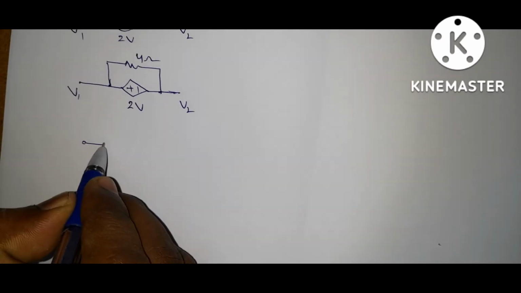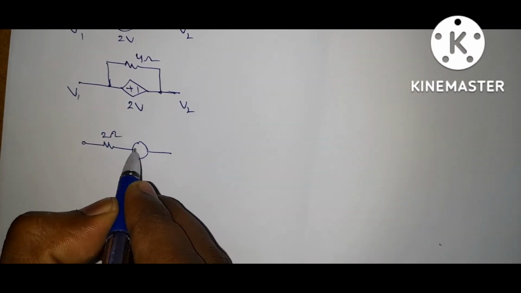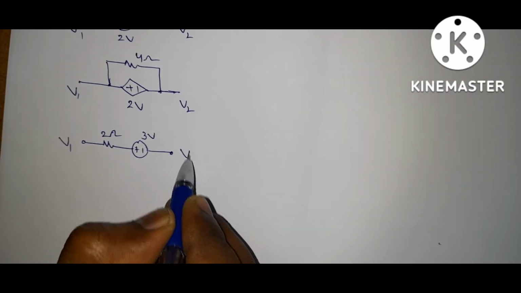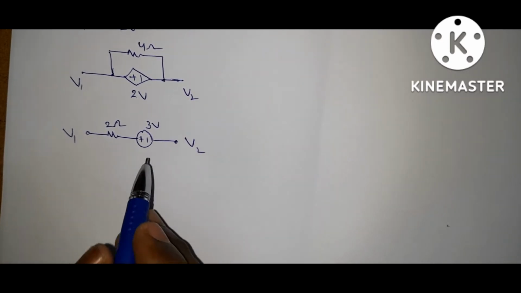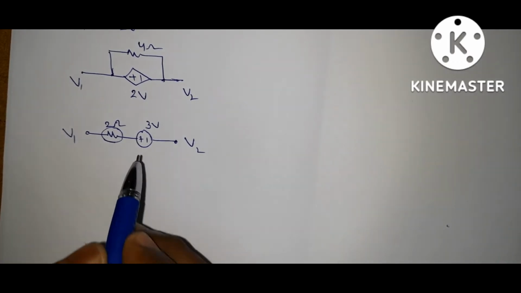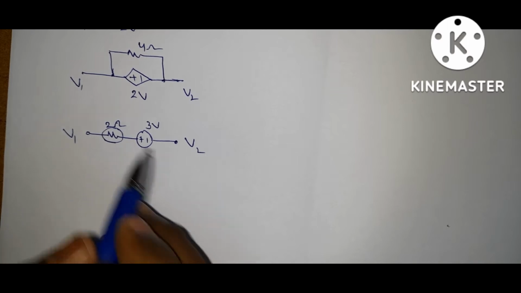Suppose there is a resistance in series with a voltage source and this branch is in between two nodes. Here we should not apply the supernode technique because there is a resistance. There is no need to apply the supernode technique here. We can solve directly by using the nodal analysis technique.